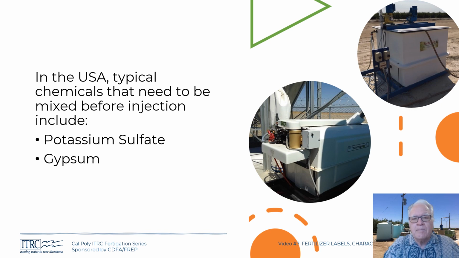But really, probably the two biggest chemicals that I see that come as solids and need to be mixed are potassium sulfate. That's often an inexpensive source of potassium, and gypsum. There's a big difference in the solubility of these two, though. Gypsum has very limited solubility, and potassium sulfate is much more soluble.